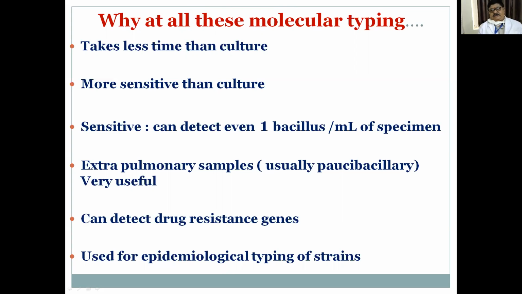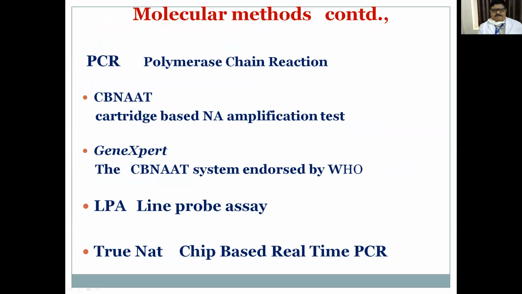Extrapulmonary samples, pulmonary samples, okay. As I said, while you cough, if it is an open case, you can have a lot of tubercle bacilli. But in extrapulmonary cases, the bacilli are very few. That's why it's called quasi-bacillary. In such cases also, molecular typing is very useful. And you can detect drug-resistant genes. And it's used for epidemiological typing of strains. The community medicine people require these epidemiological typing.